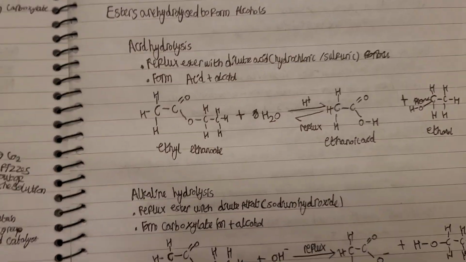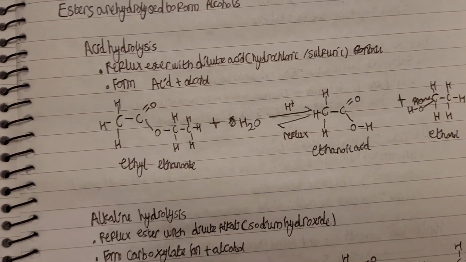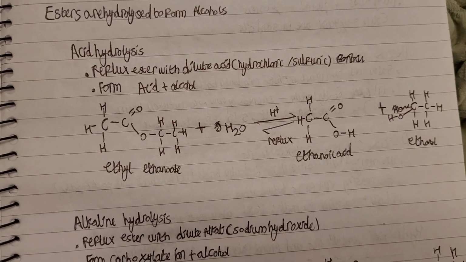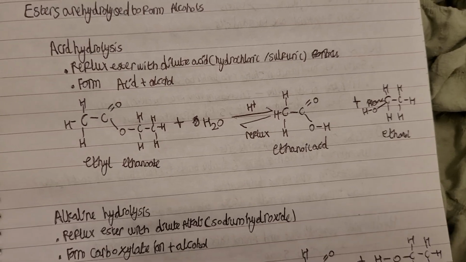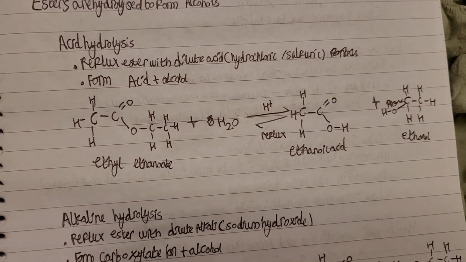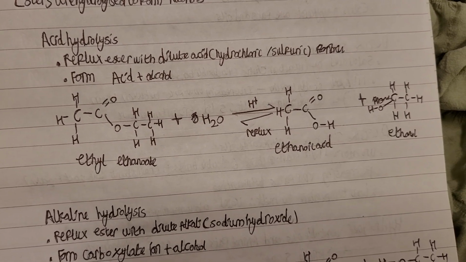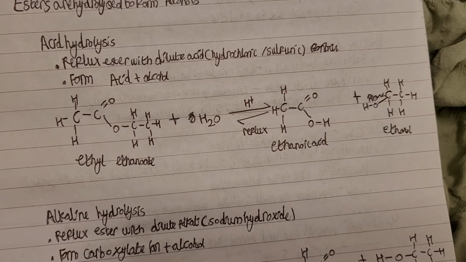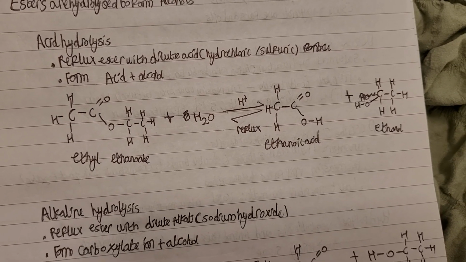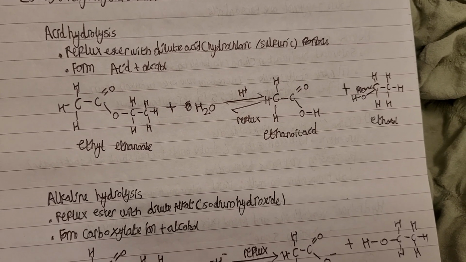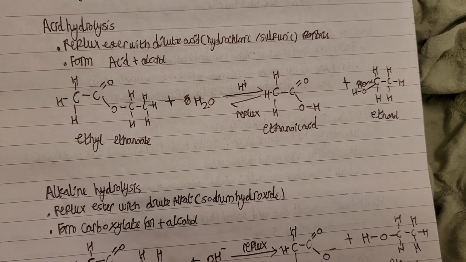Esters are hydrolyzed to form alcohols. There are two types of hydrolysis to form alcohols with esters. Acid hydrolysis: when we reflux an ester with a dilute acid, aka sulfuric or hydrochloric acid, what happens is we form an alcohol plus an acid.